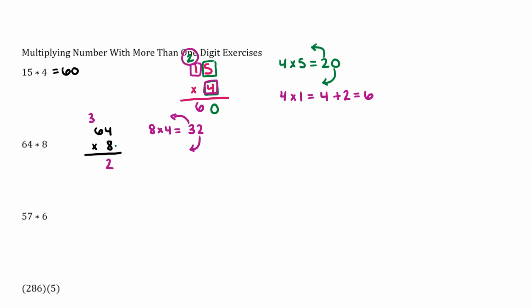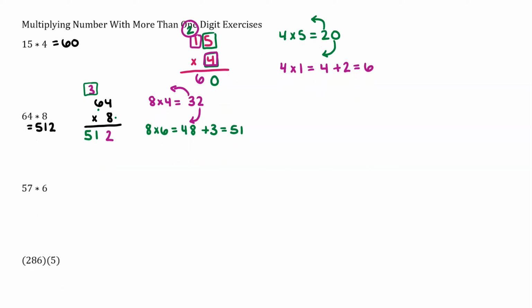Then we'll do 8 times 6. Looking at your chart, that makes 48. But now we've carried a 3. So when you carry something, you have to add it. So I get 51. So I'll write 51 downstairs. So what that means is 64 times 8 equals 512.